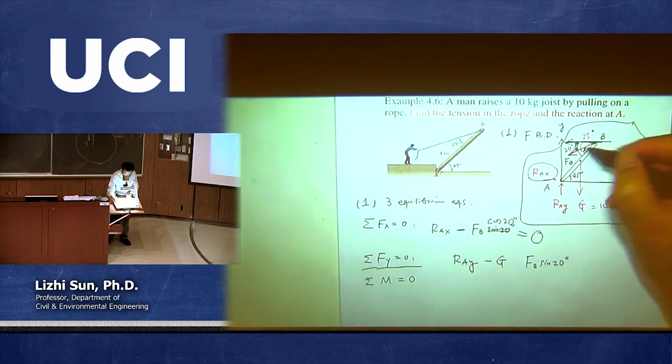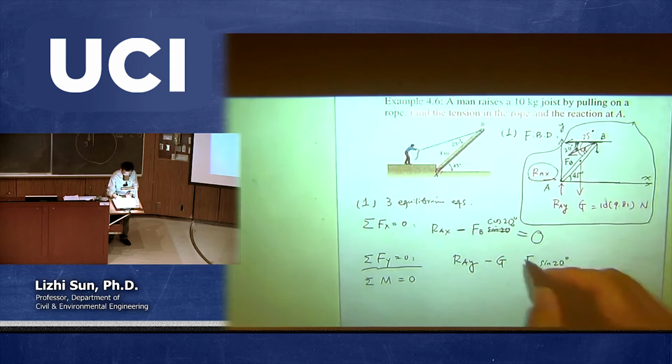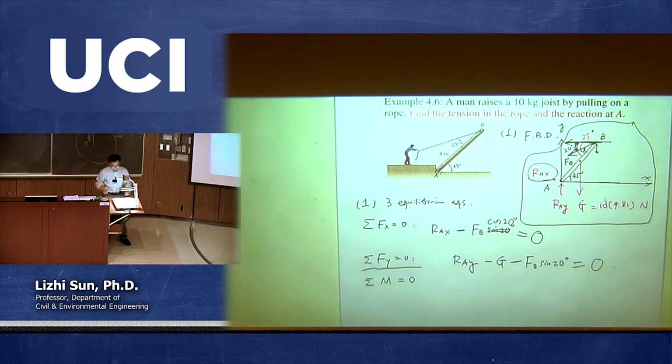And this one is going down, so then it's negative as well, and that equals 0. So that's the second equation. Any questions?